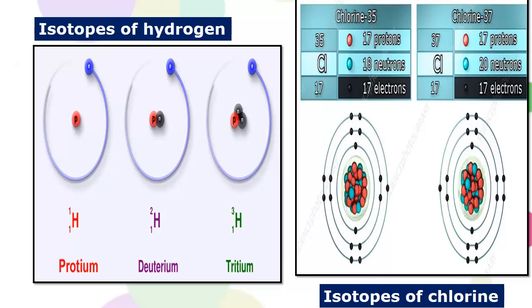Look at the isotopes of hydrogen. Hydrogen exists in three different forms: protium, deuterium and tritium. When this deuterium is combined with oxygen, children, it is known as heavy water. The same way chlorine exists in two isotopic forms, chlorine 35 and chlorine 37. Here you can see 17 electrons, 17 protons, but the number of neutrons varies.